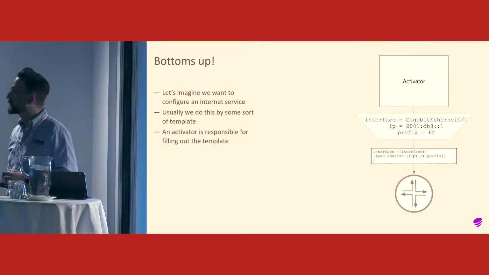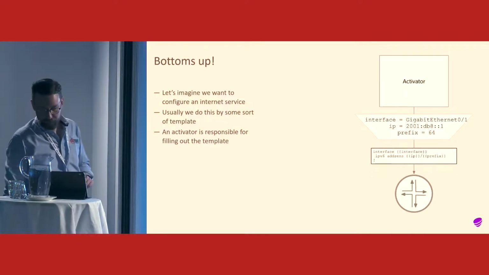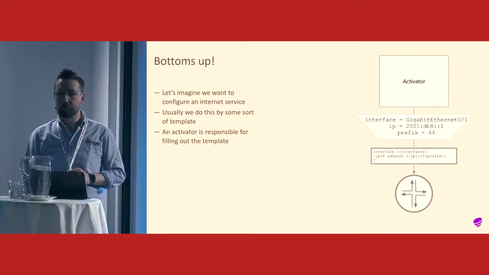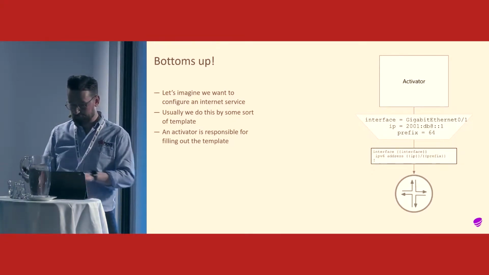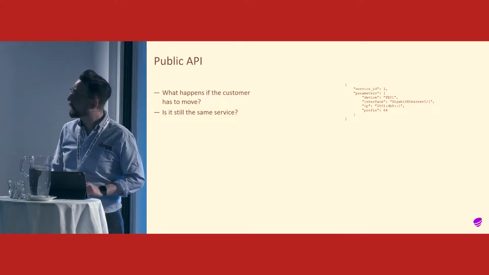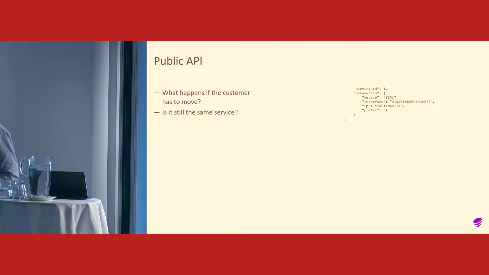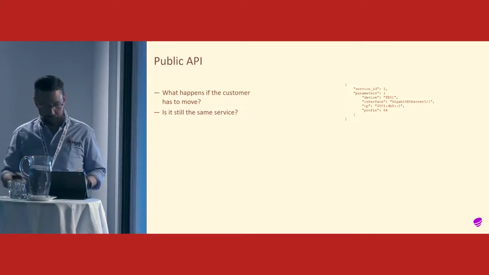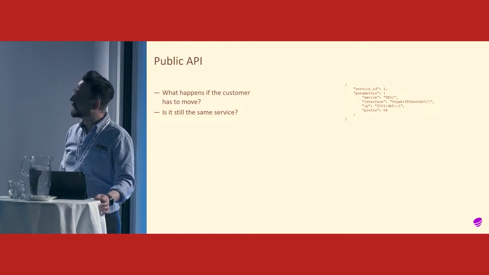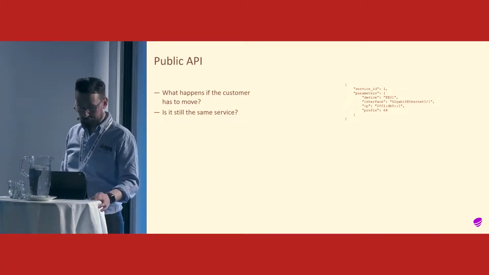Then you would have some sort of activator or some sort of automation software that has the prime responsibility of assigning values to those variables, and that's fairly simple at this point. But then you can create a public API with that, and suddenly you've got something that looks like that. So you have a service ID, and you have those parameters that correspond with your template. But the challenge here is that you're now mixing resource and service parameters together.